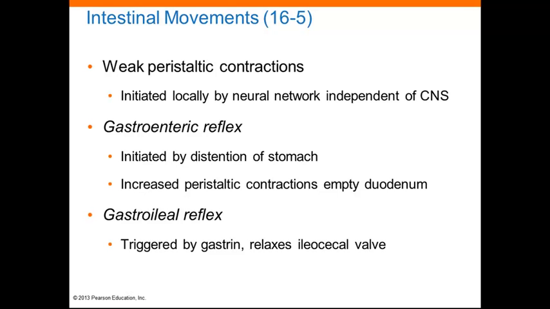Distension of the stomach initiates the gastroenteric reflex, which accelerates glandular secretions and peristaltic activity and empties the duodenum. The gastroileal reflex is a response to circulating gastrin, which relaxes the ileocecal valve, and then material can move from the ileum into the large intestine.